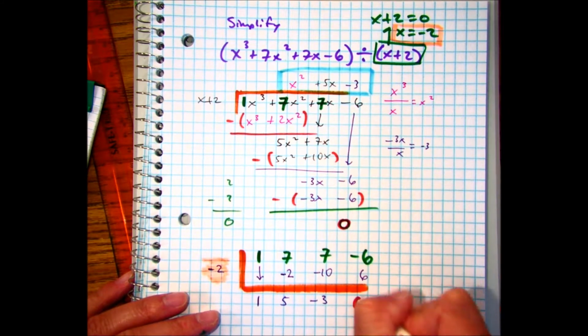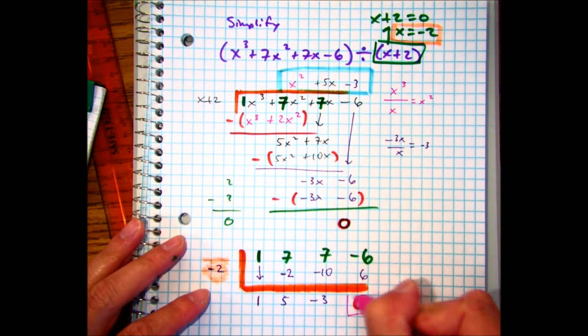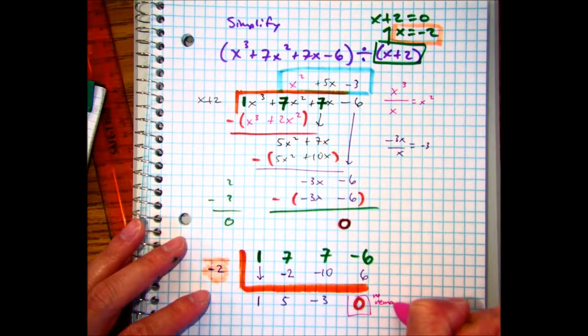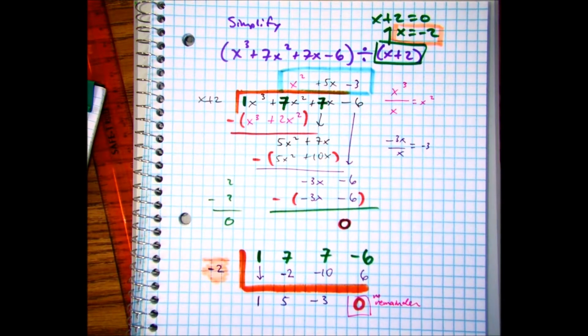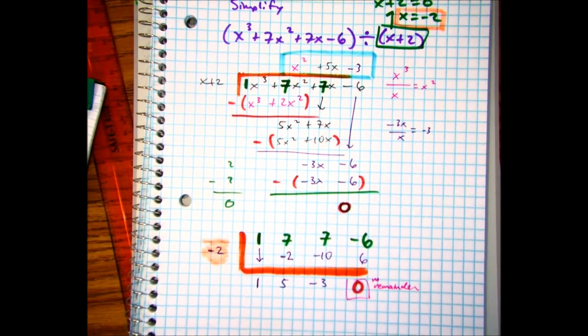We do want this big number to be a 0. The 0 here tells me that there is no remainder. The last one says no remainder. Okay? Alright.